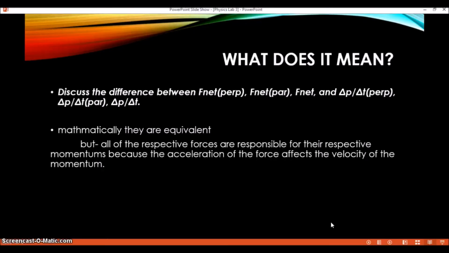The first one asks: discuss the difference between f net perpendicular, f net parallel, f net, and delta p over delta t perpendicular, delta p over delta t parallel, and delta p over delta t in general. Mathematically, they are equivalent. However, the respective forces are responsible for the respective momentum changes, because each of the accelerations accounts for the velocity derived in each of the momenta.